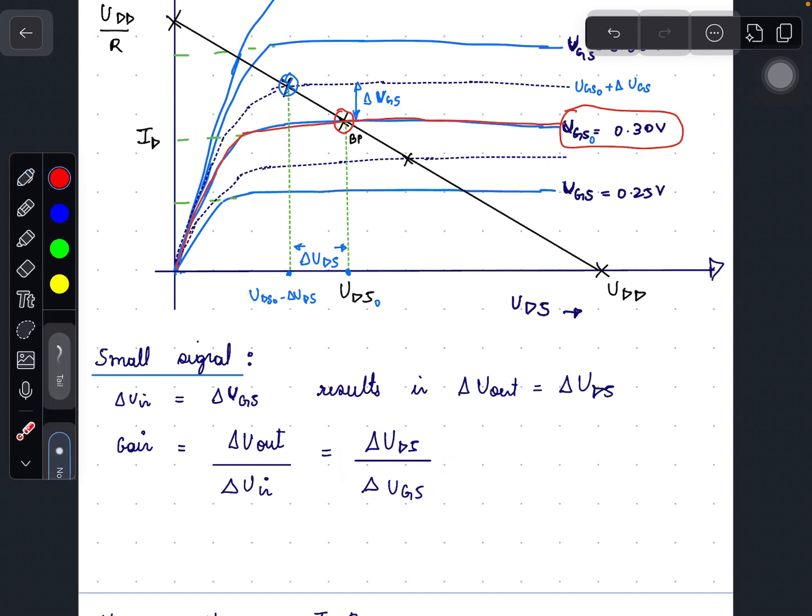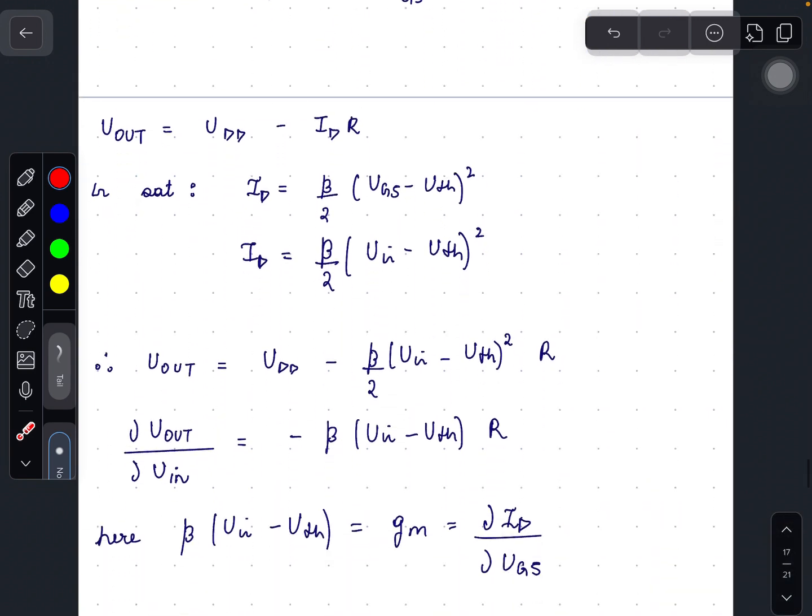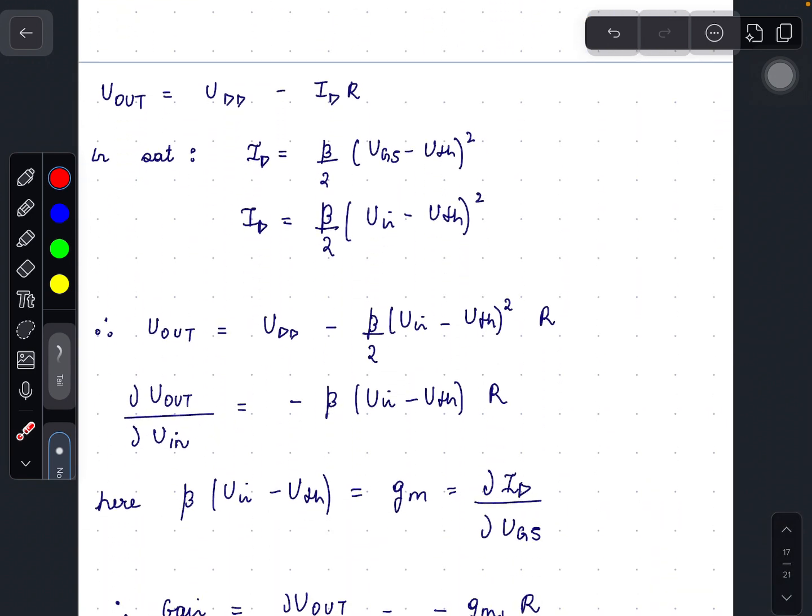Now, how to find the gain? General method: we know output voltage U out equals UDD minus ID times R. In saturation region, the drain current is given by ID equals beta by 2 into UGS minus UTH squared. Substituting ID in this equation, we get U out equals UDD minus beta by 2 into U in minus UTH squared, times R.